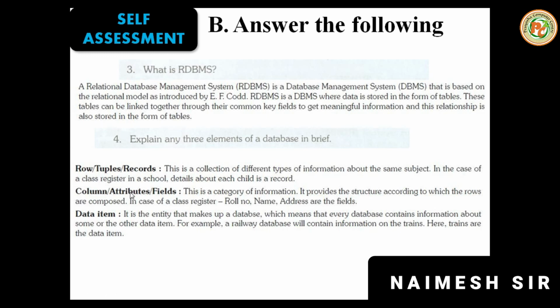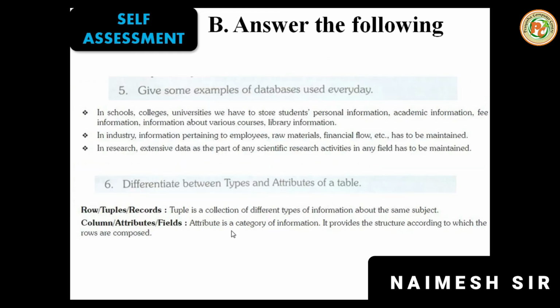Columns, we can say columns, attributes, or fields, it is the same. This is a category of information. It provides a structure according to which rows are composed, like roll number, name, address. Data items are the entire entity that makes up a database, which means every database contains information about some data items. Give some examples of databases used every day, like in school, college, universities, industries, and research.